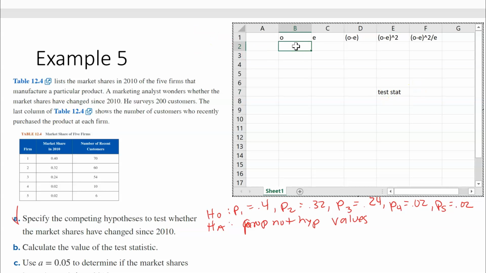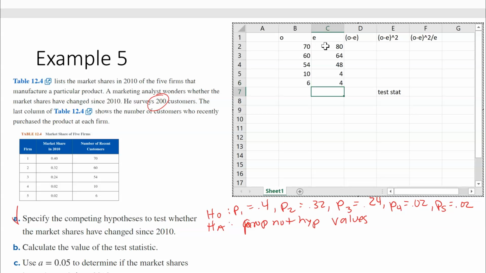All right, so our observed value. What did we see happen? We saw that there were 70, right? We saw that there were 60 and 54 and 10 and 6. Remember that these values are our frequencies. They're not probabilities. Now, for our expected, we're going to take our n, which is 200, and multiply it by the hypothesized proportion here. So we've got n times 0.32, n times 0.24, n times 0.02, and n times 0.02.